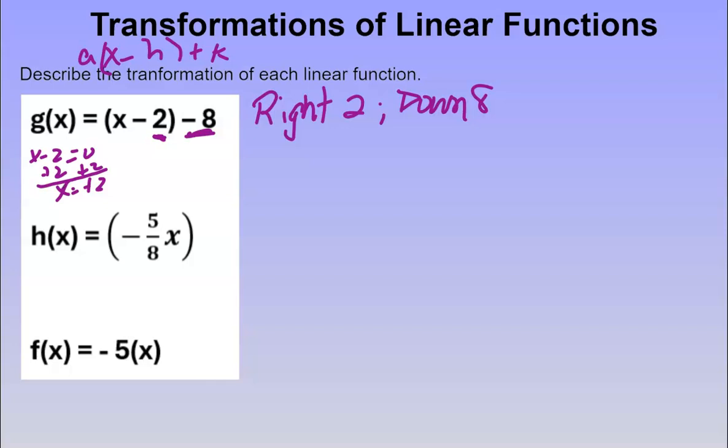Second example, I have h of x equaling negative 5/8 x. Now there's no horizontal translation because I don't have an x minus an h or an x plus an h, and there's no vertical translation because there's no k involved. So I do have an a. The a is negative 5/8. So this is telling me that I do have a dilation. It's on the inside of the parentheses, so this is a horizontal dilation.